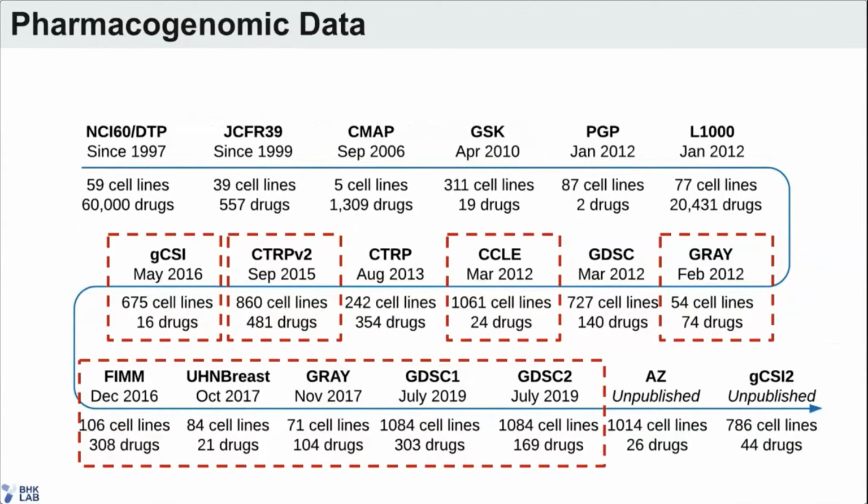There are many notable pharmacogenomic datasets that have been released over the past few years. This includes GCSI from Genentech, CTRPV2 and CCLE from the Broad Institute, Gray from the Joe W. Gray Lab in Oregon, FIMM from the Institute for Molecular Medicine in Finland, UHN Breast from the University Health Network in Toronto, and GDSC 1 and 2 from the Sanger Institute.